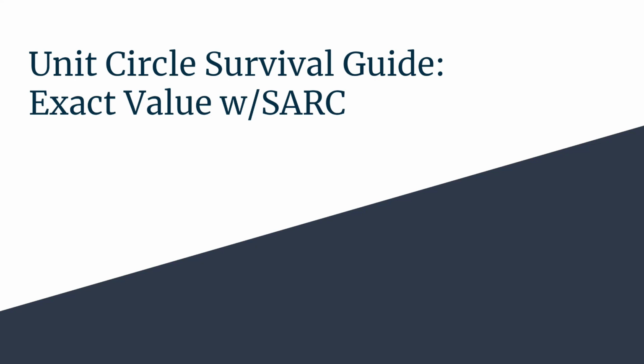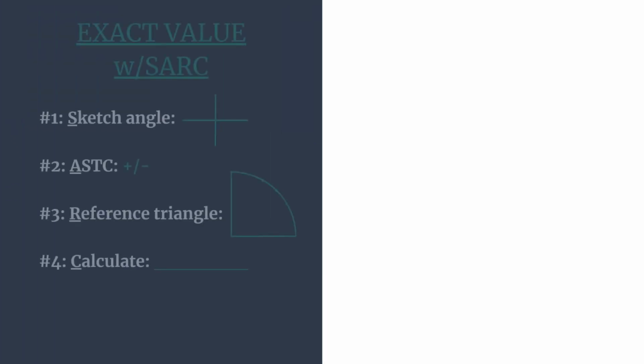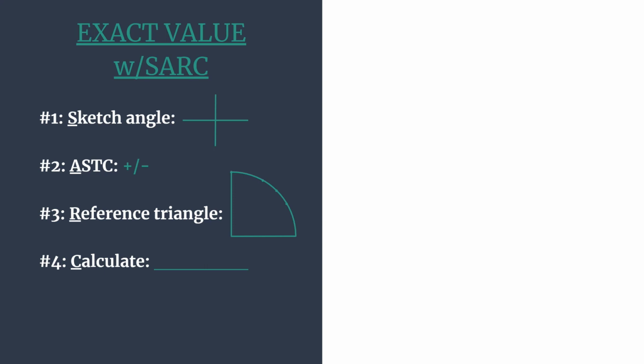In this unit circle survival guide, we're going to find the exact value of cosine 5 pi over 6 using SARC. SARC is just an acronym to remember all the steps and keep you organized. We don't want to miss any details, otherwise we risk our final answer being incorrect. So a quick overview. The S stands for sketching the angle. We'll sketch the terminal side.